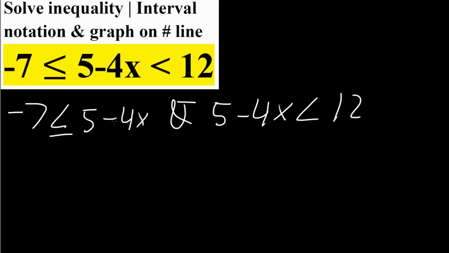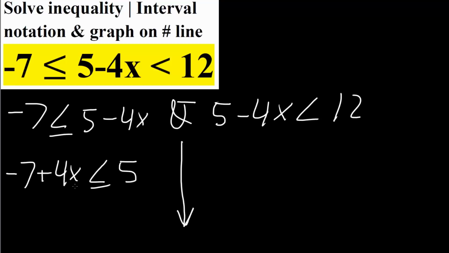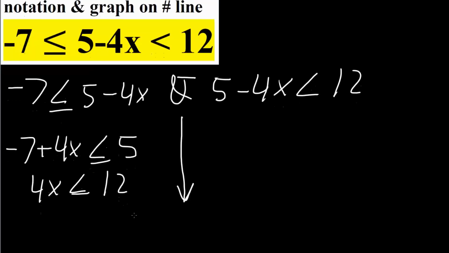If we add 4x, we would get negative 7 plus 4x is less than or equal to 5. And next we will subtract 7 from both sides. So we can say 4x is less than or equal to 12. And what we're going to get here is x is less than or equal to 3.